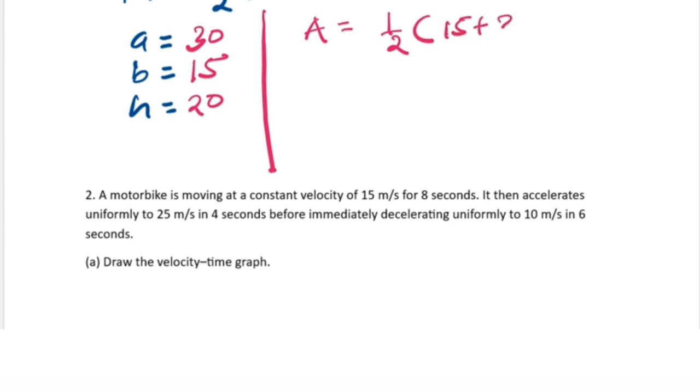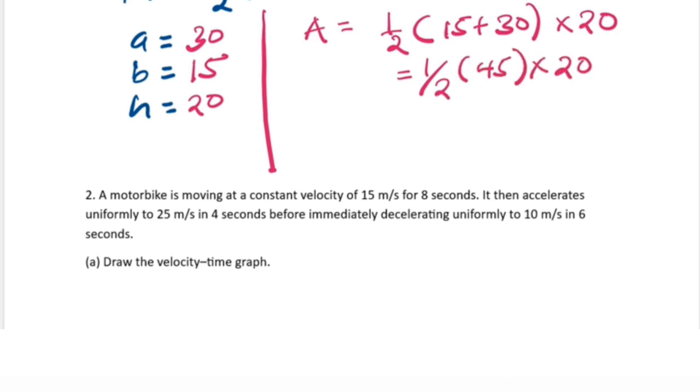So therefore we apply the formula. Area is equal to a half into a plus b by height. So therefore that is going to be a half into 15 plus 30 times the height, and the height is 20. So therefore it will be a half by 45 by 20, and that one gives us 450 meters.